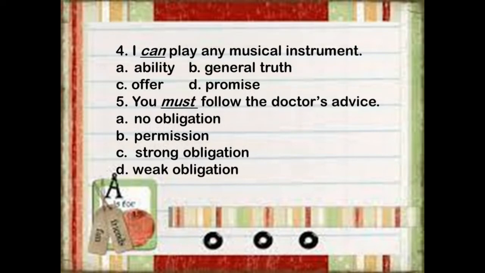Number 4. I can play any musical instrument. A. Ability. B. General truth. C. Offer. D. Promise. What's your answer? It's A. Ability. Now let's proceed to number 5.